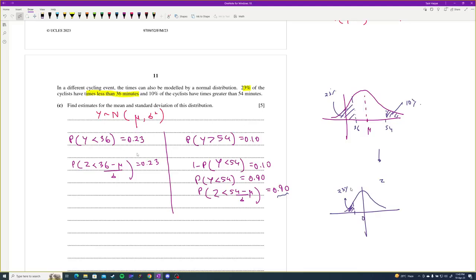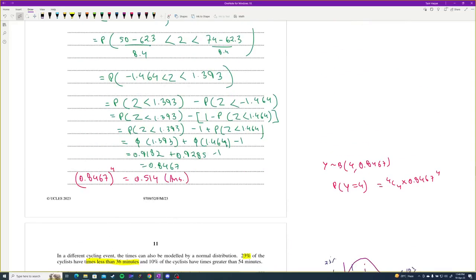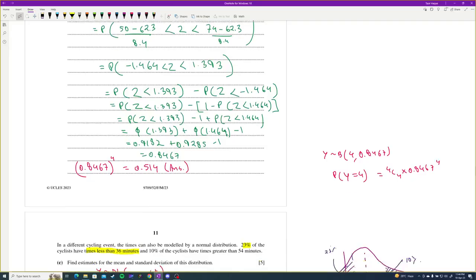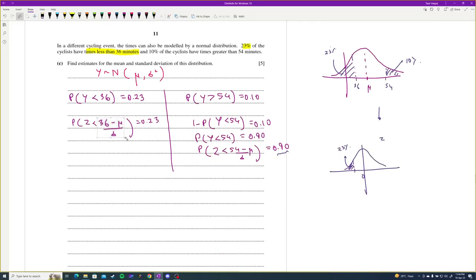So you know the drill. I just taught you here. To convert a negative value to a positive value, we apply this method: 1 minus P(Z is less than 1.464). Similarly, this value is actually negative, but it's hidden inside. So we have to do it a favor and convert it to a positive value. Okay, so this is my next step: 1 minus P(Z is less than (36 minus mu) by sigma) is equal to 0.23.